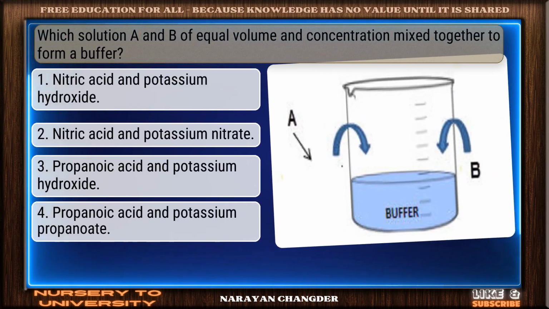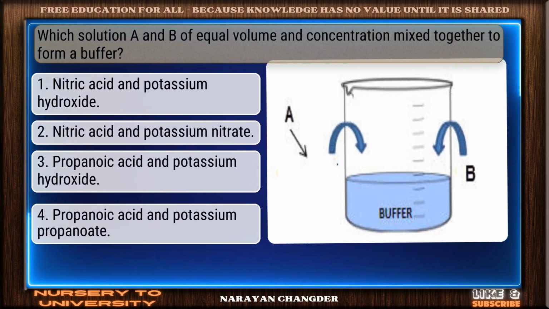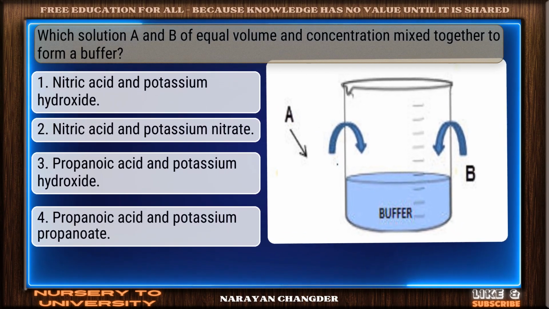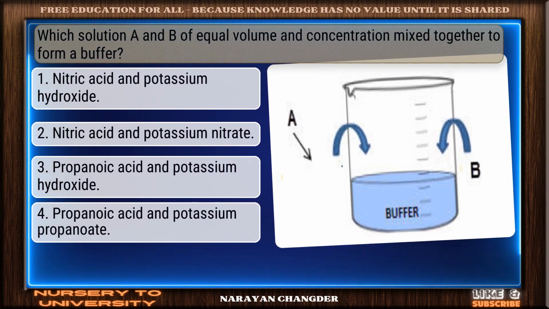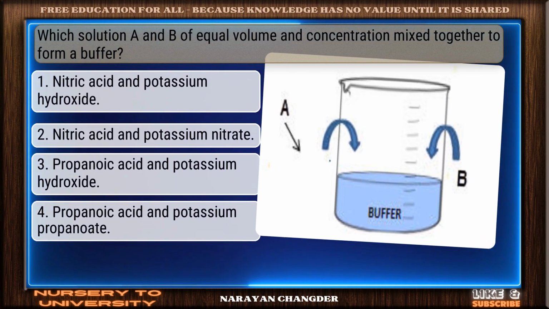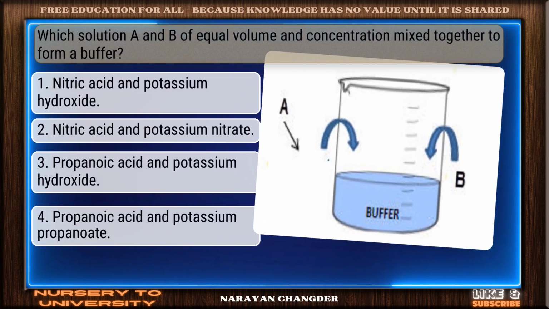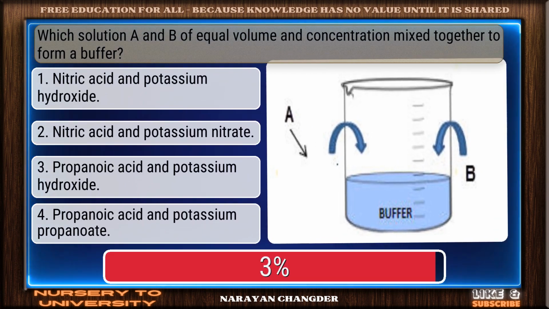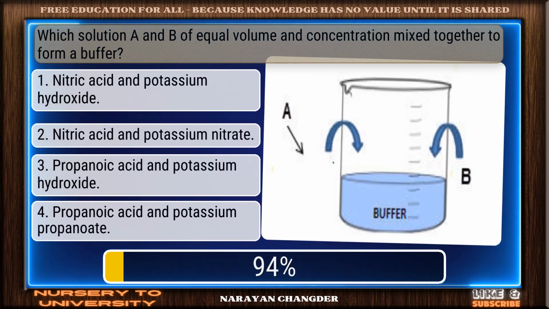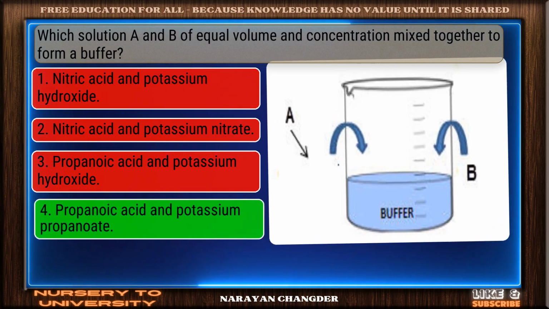Which solutions A and B, of equal volume and concentration, mix together to form a buffer? Option 1, nitric acid and potassium hydroxide. Option 2, nitric acid and potassium nitrate. Option 3, propanoic acid and potassium hydroxide. Option 4, propanoic acid and potassium propanoate. Right choice, propanoic acid and potassium propanoate.